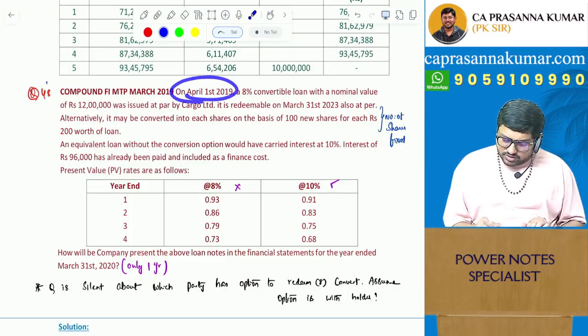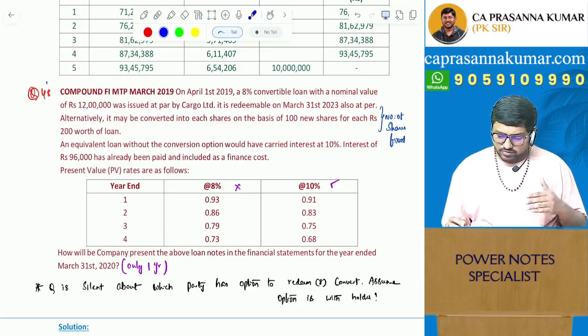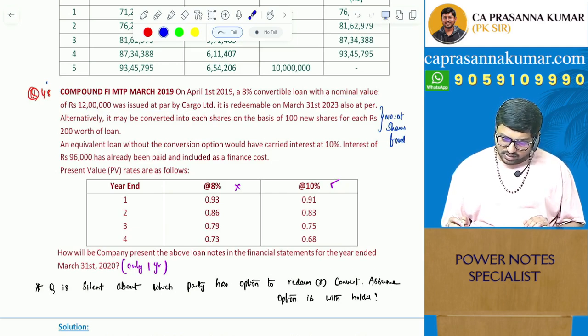On April 1st, 2019, an 8% convertible loan with a nominal value of 12 lakhs was issued at par by Cargo Limited. So you issued what? Loan. Okay, convertible loan with a nominal value. It is redeemable on March 31st, 2023. So it's almost like 4 years. Also at par, redeemable at par only. Alternatively, it may be converted into equity shares.